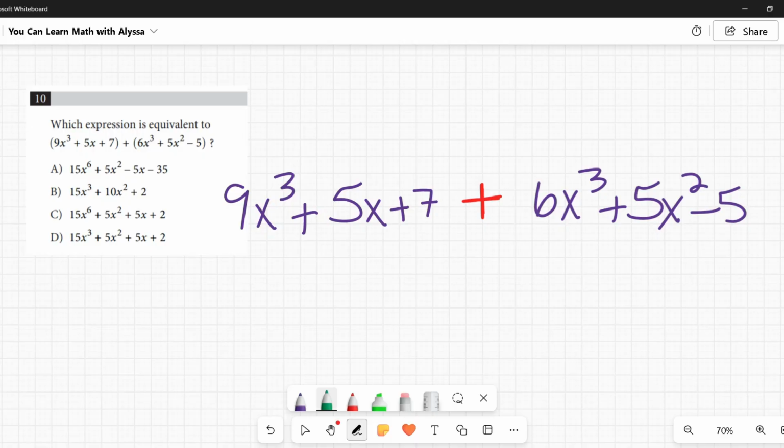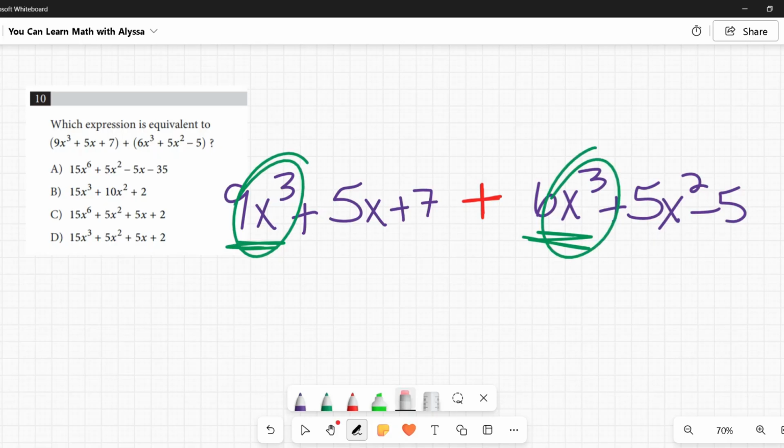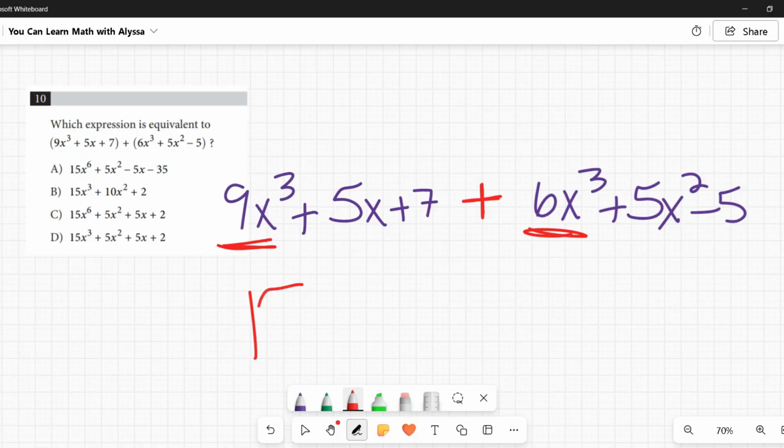For example, this 9x cubed and 6x cubed. When I say the terms have to be identical, I mean the variables have to be identical. If this was an x cubed y on the left, if there was a y there, nope, that is not identical. It would have to be an x cubed y for both of them. They have to have exactly the same variables. So here we're saying 9x cubes and 6x cubes. How many x cubes do I have? 9 plus 6 is 15. So I have 15x cubes.